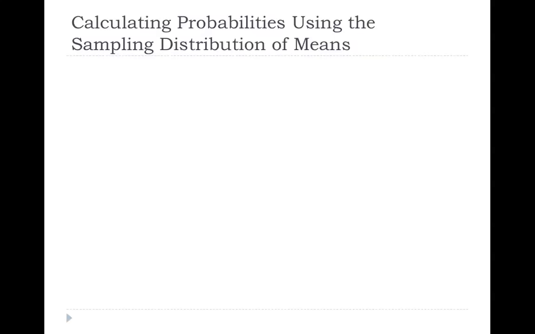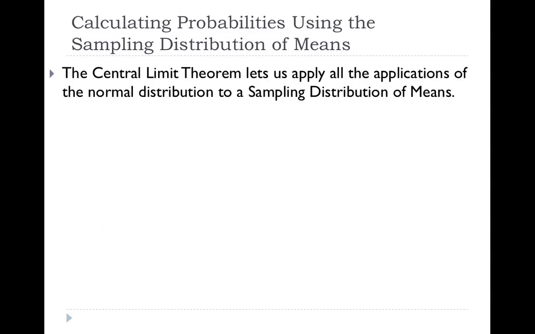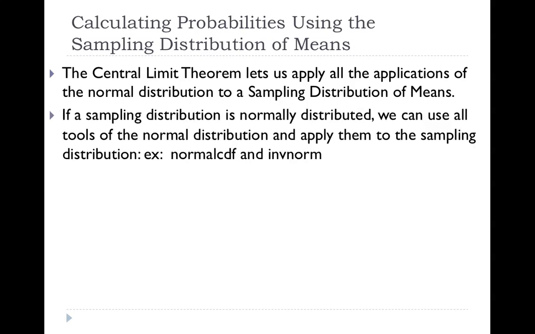In this part of the lecture, we're going to calculate probabilities using the sampling distribution of means. The central limit theorem, which we discussed in the last lecture, lets us apply all of the applications of the normal distribution to the sampling distribution of means. If a sampling distribution is normally distributed, we can use all the tools of the normal distribution, so for example, use of normal CDF and inverse norm.